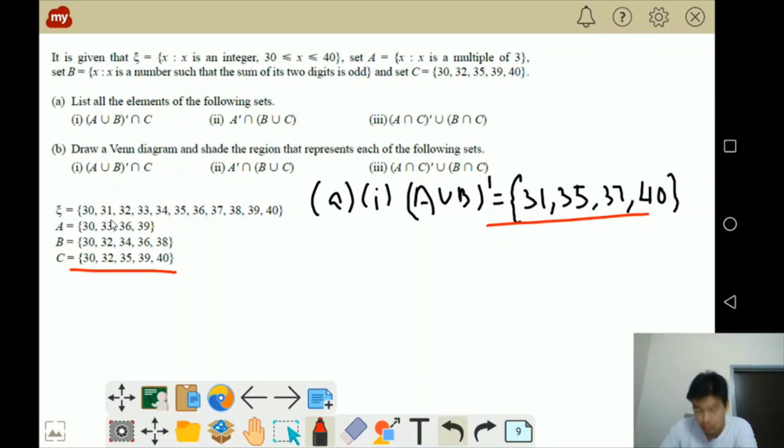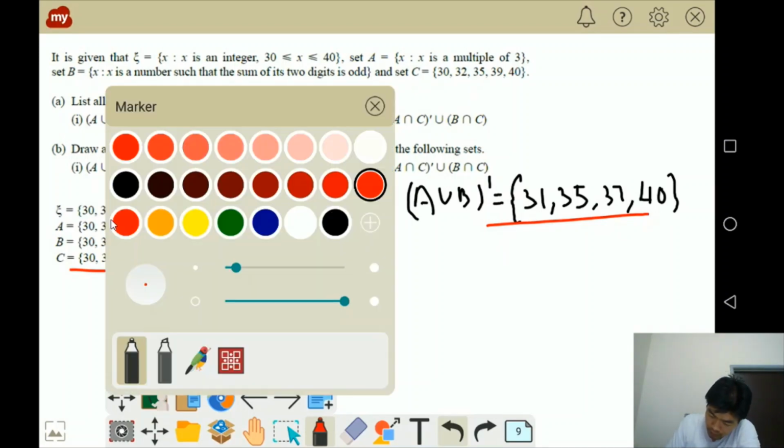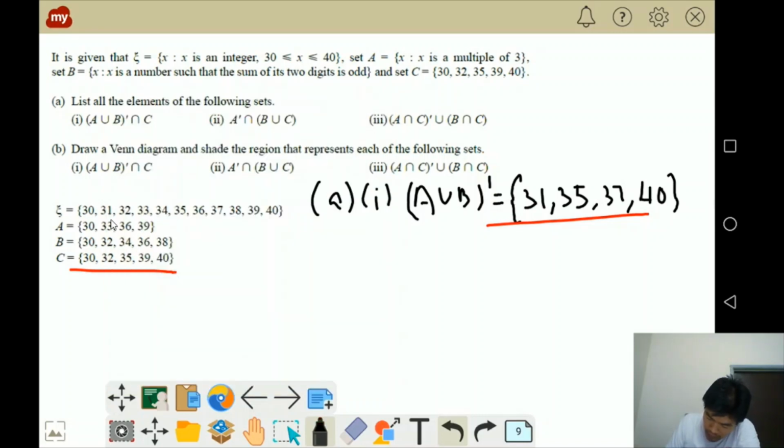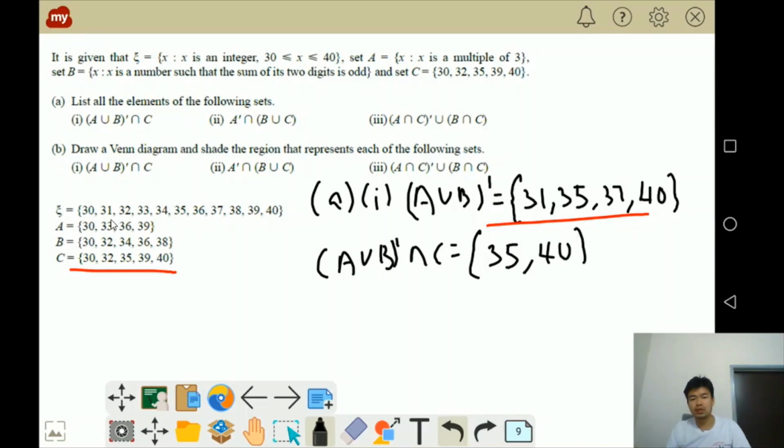A union B prime intersect with C equals the common elements within these two sets. So what are the common elements? 35, what else? And 40. There you go, this is A1. So now let's look at A2.